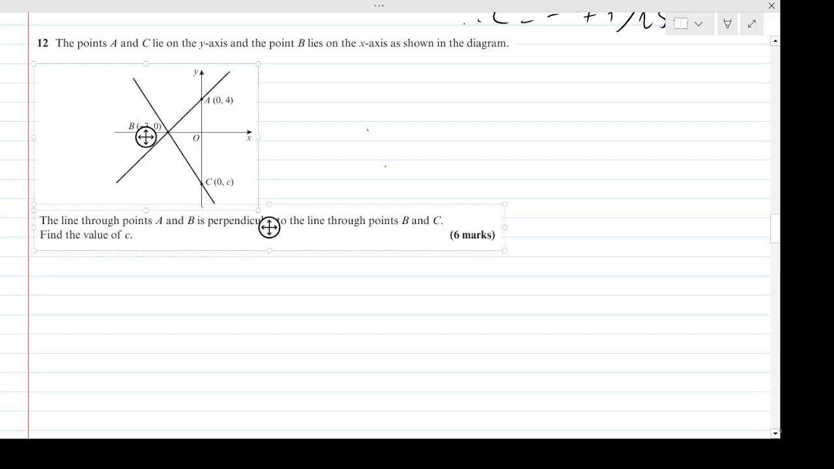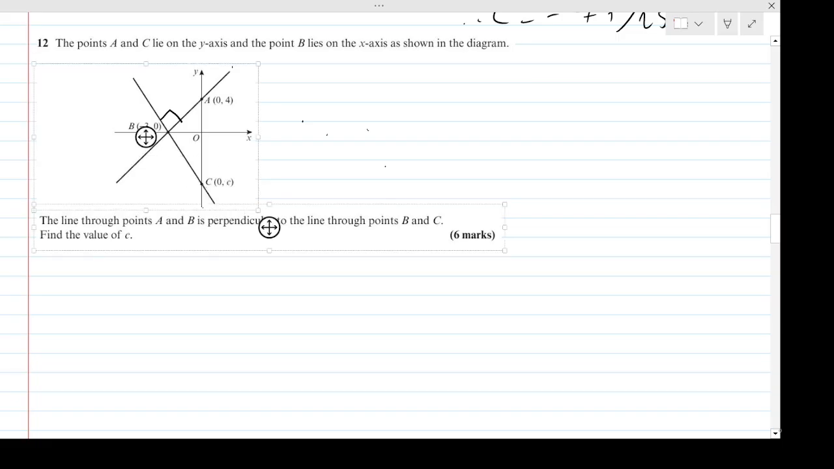It says the line through points A and B, which is that line there, is perpendicular to the line through points B and C. So that line through B and C is that one, and they're both perpendicular, so it's going to be a right angle there. Okay. Find the value of c. So obviously the little c there, that's what I need to find, the y coordinate of that point there, where this line passes through the y-axis.